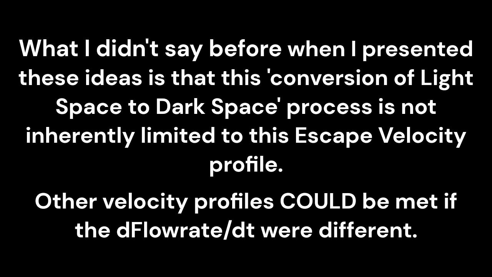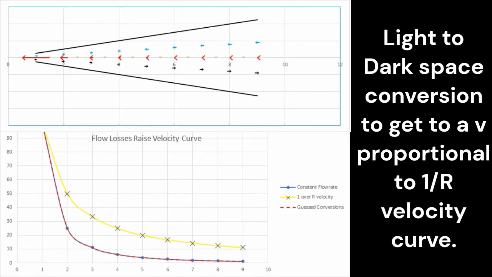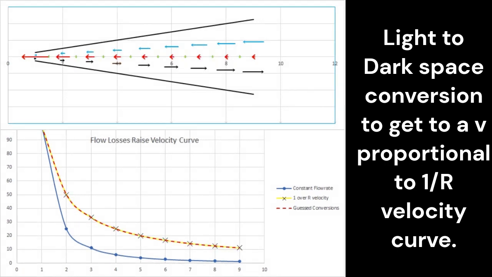What I didn't say before when I presented these ideas is that this conversion of light space to dark space is not inherently limited to this escape velocity profile. Other velocity profiles could be met if the d(flow rate)/dt were a different function. For example, here's a case with less light to dark space conversion, to get to a velocity profile proportional to 1 over r instead of 1 over the square root of r.